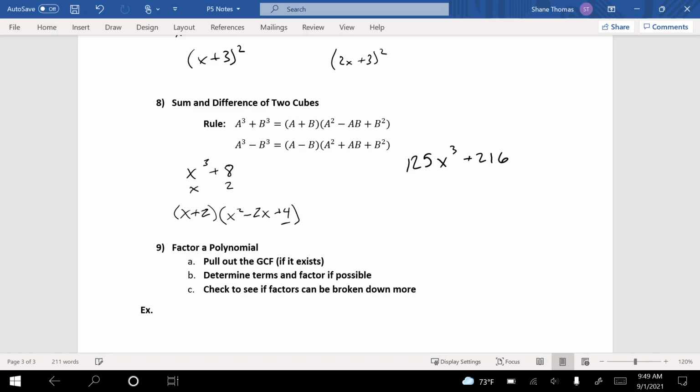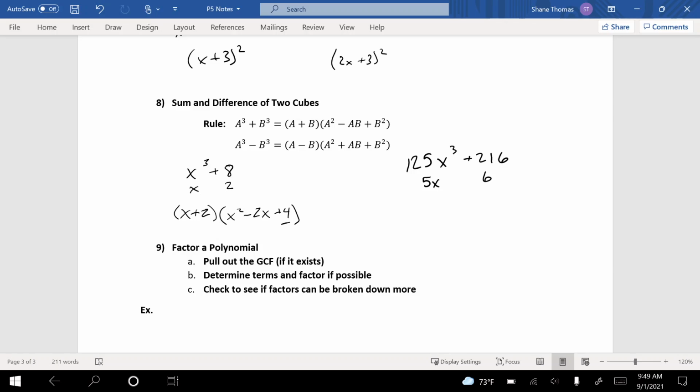All right, 125x to the third plus 216. Are those two terms perfect cubes? Yes, most likely. I wouldn't write it here if it wasn't, right? What's the cube root of 125? 5. That's 5x. What's the cube root of 216? 6. Okay? Now, it's addition.